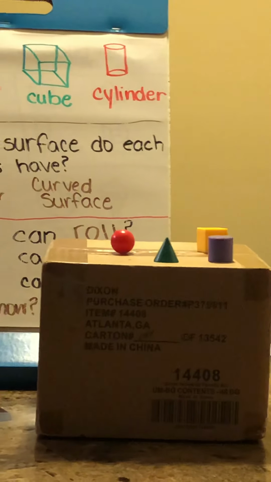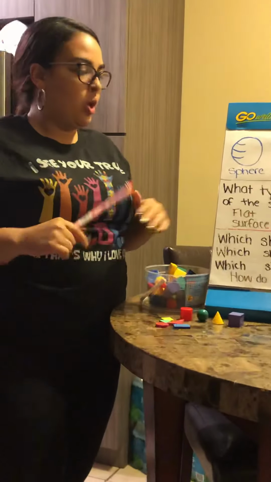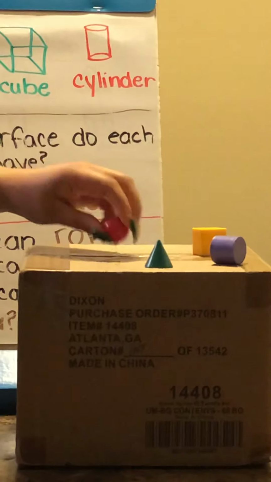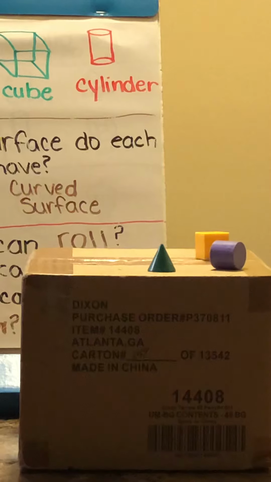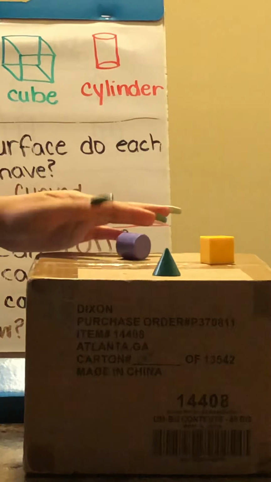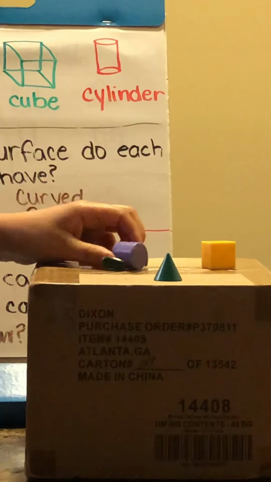All right, now the next thing I want to know is which shapes can roll. So let's look at them together. Which ones can roll? Let's look at the sphere. Wow, we can see the sphere is rolling everywhere. So the sphere can roll. How about the cylinder? Let's see. Yep, it's rolling back and forth.